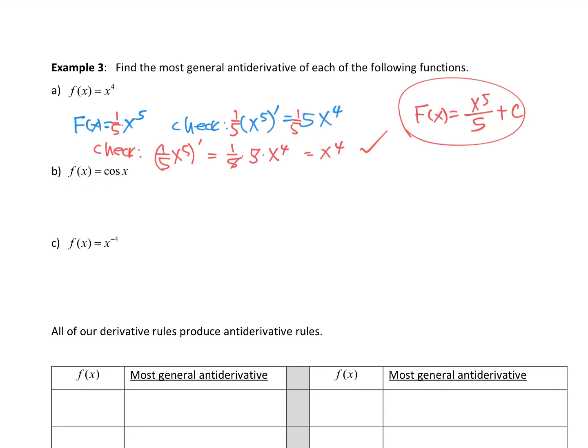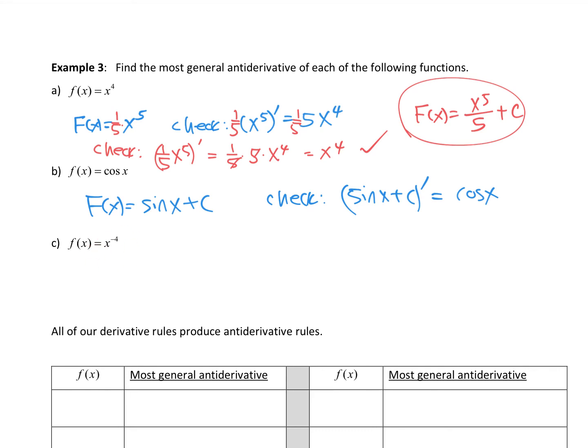Let's look at the second one. The derivative is cosine. What do I need to take the derivative of to get cosine? It's going to be just sine. So big F is going to be sine. Let's check. Sine x plus C. The derivative of sine is cosine x, and the derivative of a constant is 0, so that's it. So that's good.